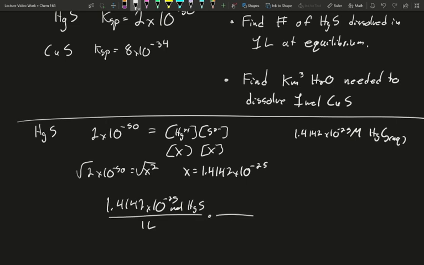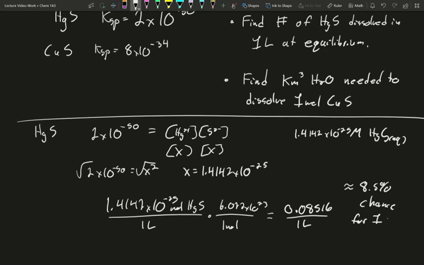We can turn our moles into counts. For every 1 mole, there's going to be 6.022 times 10 to the 23 of them, and so I can get out of the mole just into individual numbers. How many of the actual molecules are dissolved? Not just moles, but straight up counts of the number. That gives 0.08516 for every 1 liter. So less than one of these molecules per liter will dissolve. In fact, roughly about an 8.5% chance for 1 HgS to dissolve.